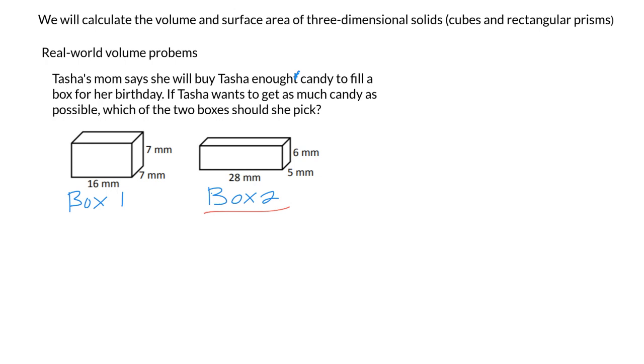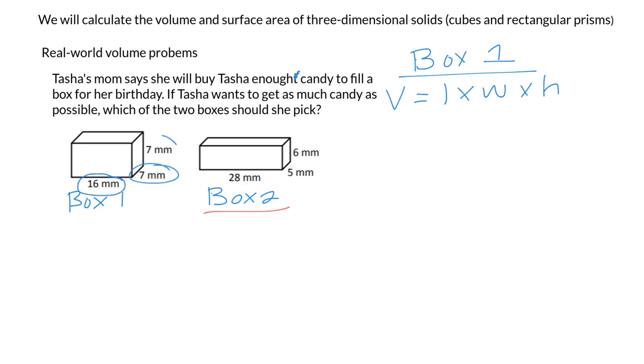Now, again, we want to find which box has the greatest or largest volume. And I'm going to start by doing my work over here for box 1. And again, we're going to use that volume formula. We know that volume is equal to length times width times height. So I'm going to pull out those measurements from my box. I'm going to rewrite this. Remember, we're working step by step here. Volume equals 16 times 7 times 7.